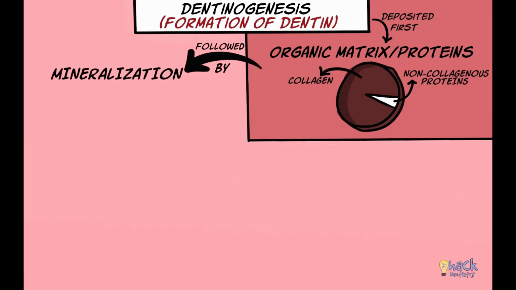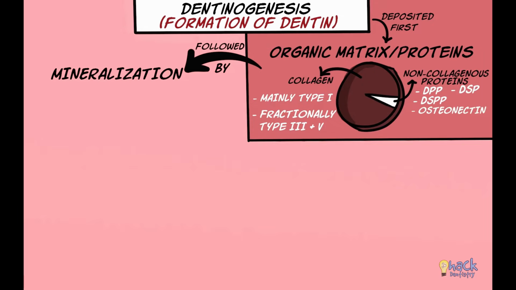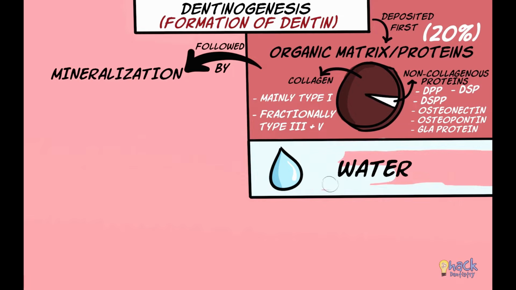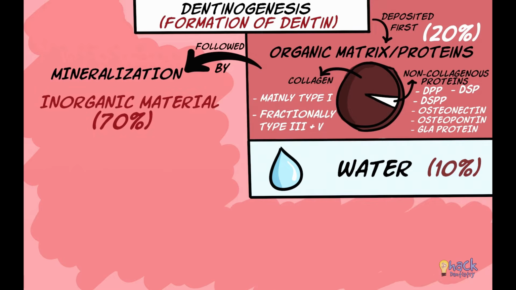The organic matrix or proteins comprise mainly type 1 collagen with a fraction of type 3 and type 5 collagen. Dentin phosphoprotein, dentin sialoprotein, dentin sialophosphoprotein, osteonectin, osteopontin, and GLA protein make up the non-collagenous proteins. Together, they make up around 20% of dentin and along with water comprise 30% of dentin. The rest of the dentin is made of inorganic material composed of hydroxyapatite.